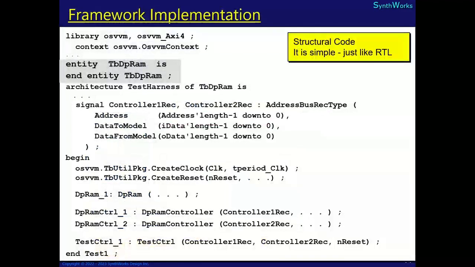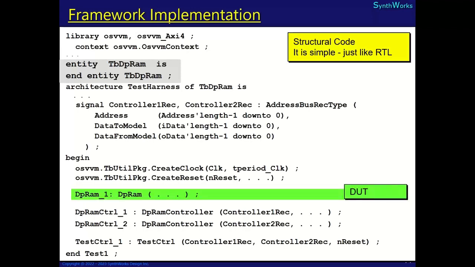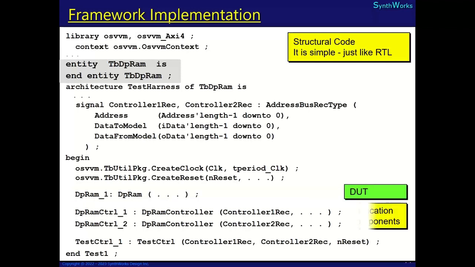So the framework is just structural code. It's just like what you do in RTL, so it's simple stuff, right? We have an instance of the DUT. We have an instance of the verification components. We have an instance of the sequencer. So there's none of this complicated OO stuff that the System Verilog community subjects their people to. It's stuff that any VHDL engineer can do, whether you design or do verification.